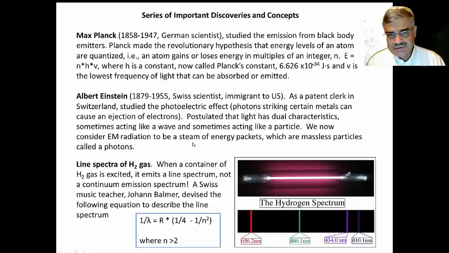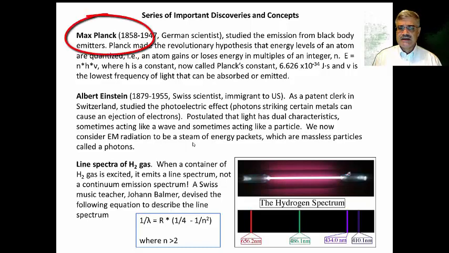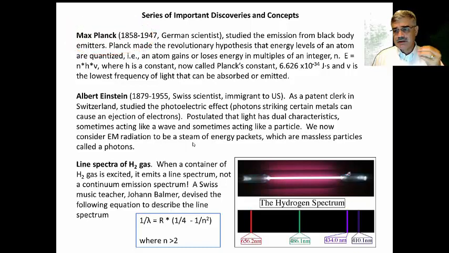Now let's go through a series of important discoveries and concepts that led to the theory of quantum mechanics. Let's begin with Max Planck, a German scientist who studied emission from black body emitters. A black body emitter is essentially what you get if you take a piece of metal and heat it up until it's glowing hot. The light emitted is from what we call a black body emitter.